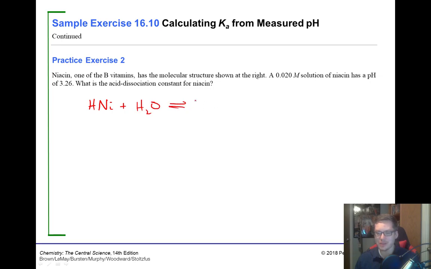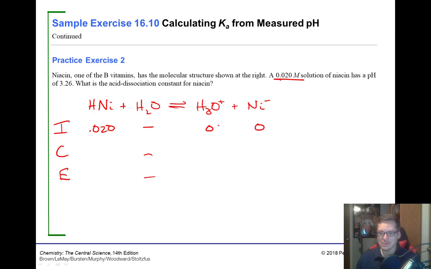Okay, and that's going to be at equilibrium with H3O+ and Ni−. All right, so now we got our ICE table. Our initial concentration of niacin was the 0.020, so we'll put that there. Our water is a pure substance, so it doesn't affect our equilibrium, so we can ignore that. Our hydronium and our niacinate anion are 0.